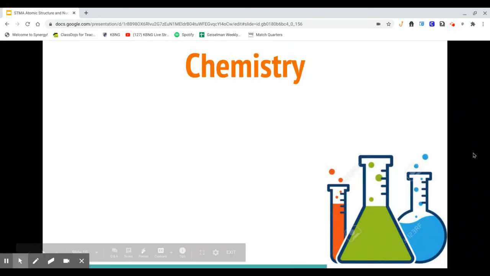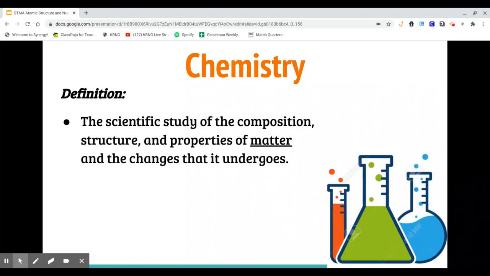All right, the first thing we need to do is a little overview of what chemistry is, because that's what our whole unit is about. Chemistry, by definition, is the scientific study of the composition, structure, and properties of matter and the changes that they undergo. If you remember last trimester, we talked a lot about matter. Matter is anything that has mass and takes up space. Now we're going to look at what matter is made of, how it is made, and how it reacts with other things, or how it behaves when introduced to other things.